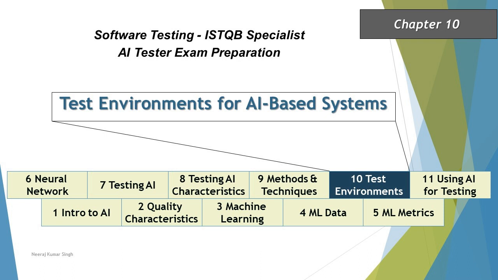We are in chapter 10 talking about the test environments for AI-based systems, and we are done with a very small chapter here. Today we'll be looking at one of the sample questions from this chapter, as the weightage is also limited. So one question just to get an understanding of what exactly could be a typical way they can ask you a question from here. So let's get started and look at the question.